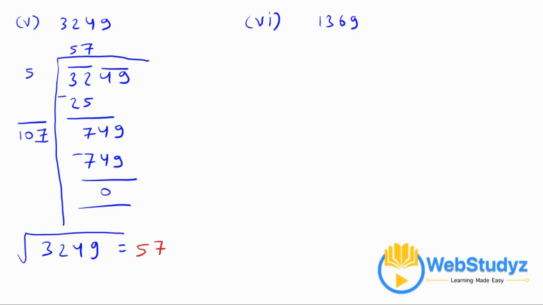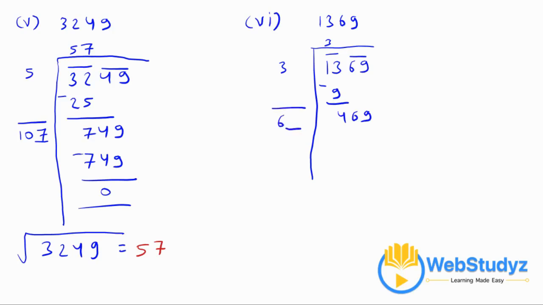1369. So again, making pairs and applying the division method, we can write that 3 times 3, that is 9, is a perfect square. Subtracting this we will get 469, and doubling the value of 3 we will get 6 and blank. Again taking the value 7 here and in the quotient, multiplying this we will get 469. So this will give us remainder 0.